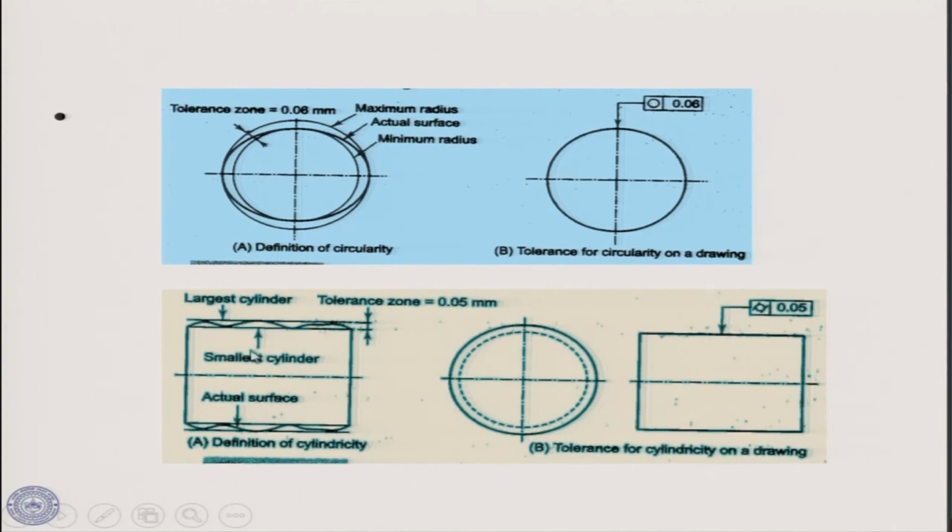Okay. This is the cylindricity definition, that means here we have the smallest cylinder, this is the largest cylinder, and within that it can fluctuate like this from point to point.